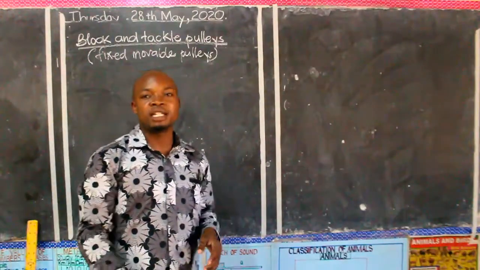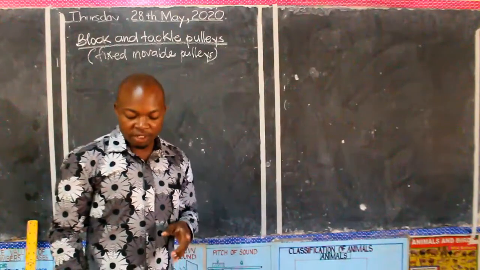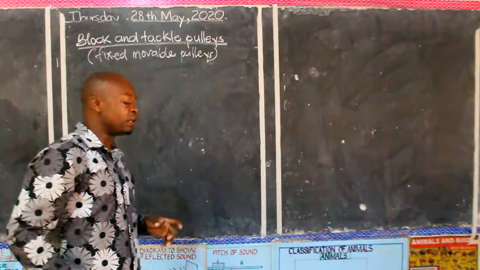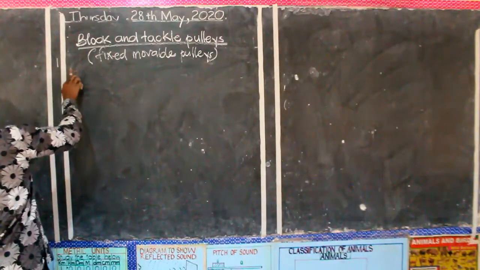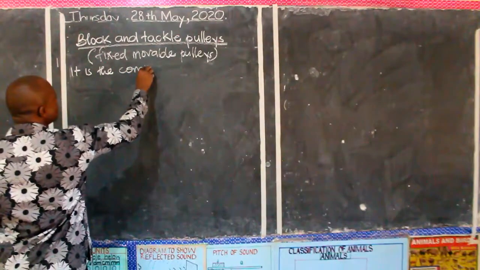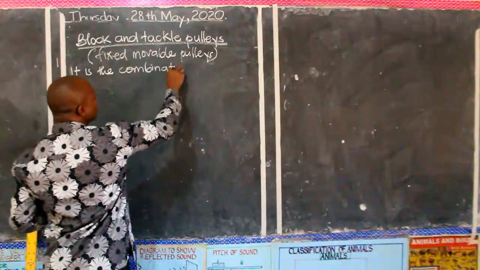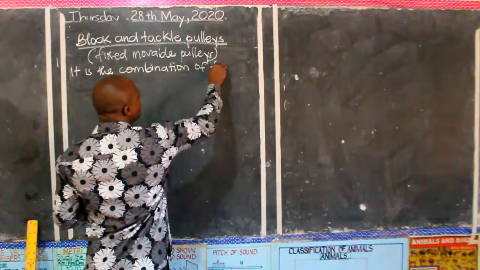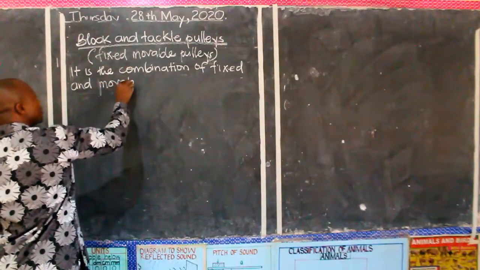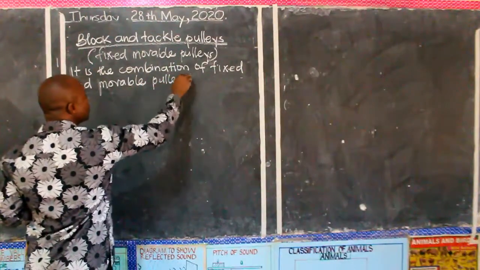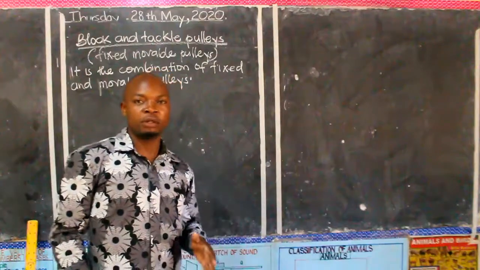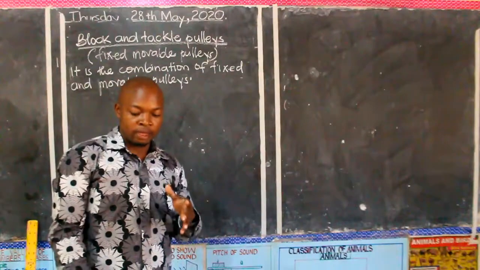And what is a block and tackle pulley? We have said a block and tackle pulley is a combination of several fixed and movable pulleys. When you get fixed pulleys combined with movable pulleys, you come out with what we call a block and tackle pulley.